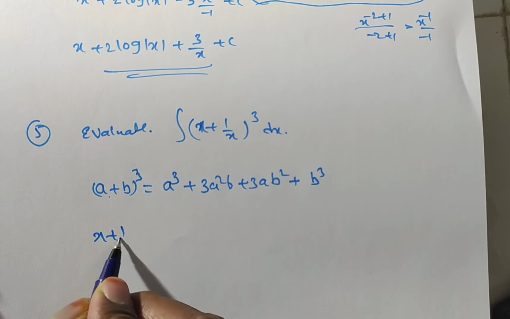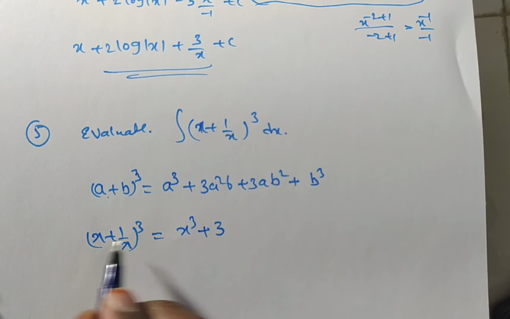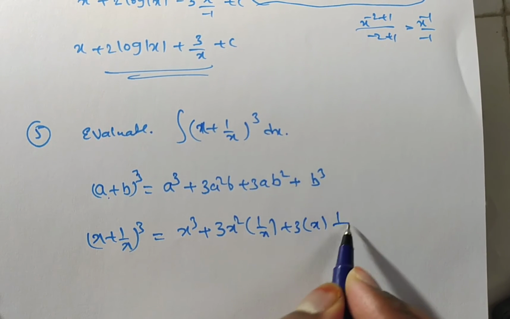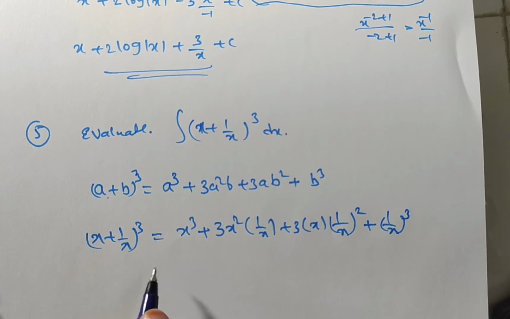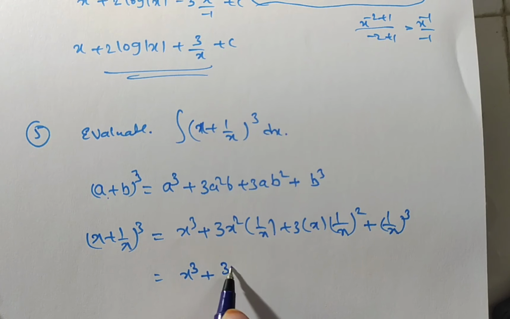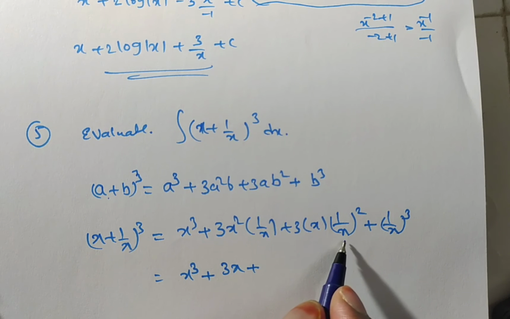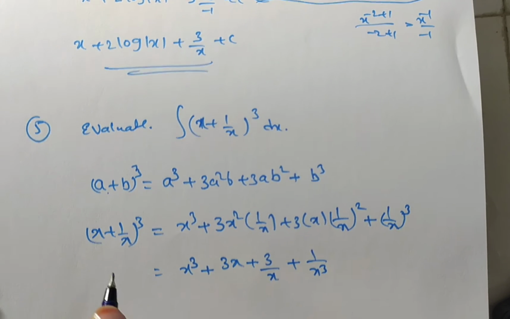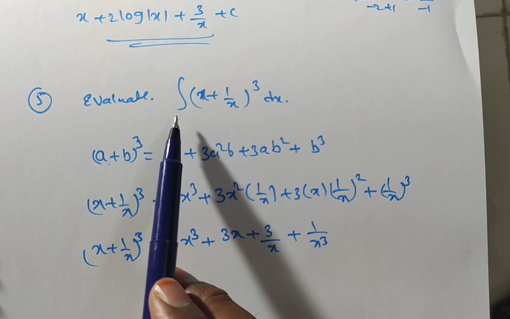So x plus 1 by x whole cube is equal to x cube plus 3 into x square into 1 by x plus 3 into x into 1 by x whole square plus 1 by x whole cube. Now you can also write this as x cube plus, with the denominator x and numerator x cancelled, 3x, plus 3 by x, since 1 by x whole square is 1 by x square and the numerator has x, plus 1 by x cube. This is the value of x plus 1 by x whole cube. But what you require is the integral of x plus 1 by x whole cube.